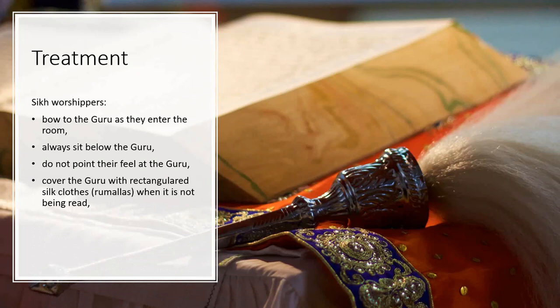The Guru is covered with a rectangular silk cloth, the rumala, when it is not being read. So you can see under the Guru Granth Sahib in the image here, there is a cloth, and that would go over it when it's not being read, if you like, when it's resting. And you use the chowri over the Guru to ensure that it's not disturbed by insects or flies.